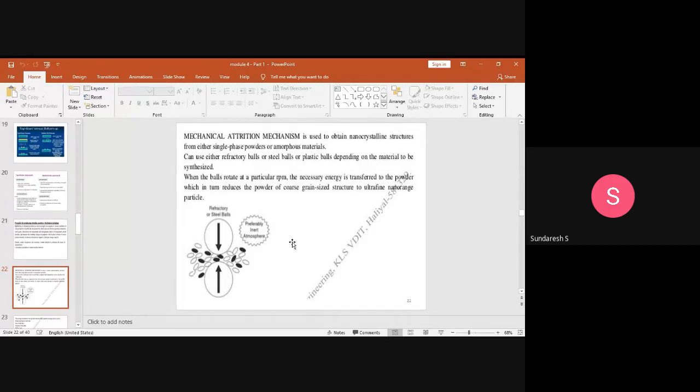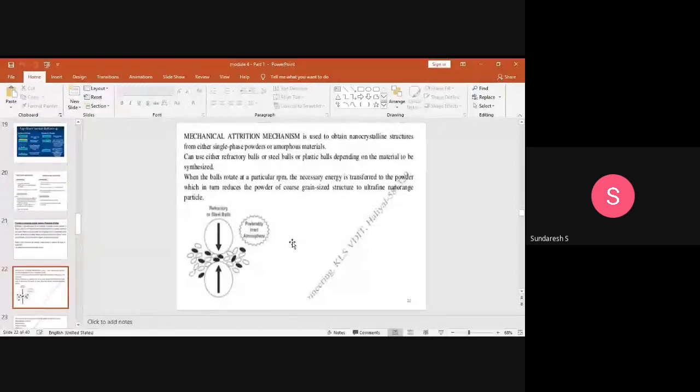Of course, we can use either single phase powders or amorphous materials, where we can convert that into single crystalline structures using this mechanical attrition system. And we can use either refractory balls or steel balls or plastic balls depending on the material to be synthesized. When the balls rotate at a particular RPM, the necessary energy is transferred to the powder, which in turn reduces the powder of coarse grain sized structure to ultra-fine nano-range powder.